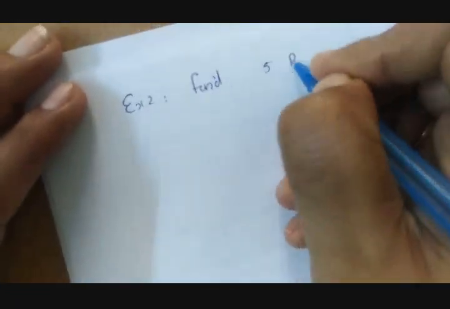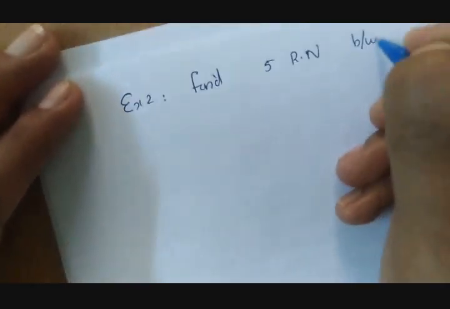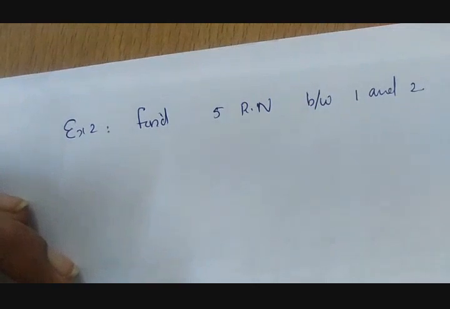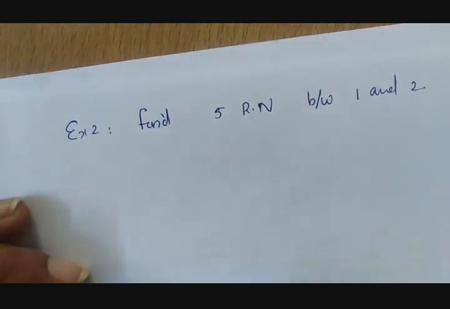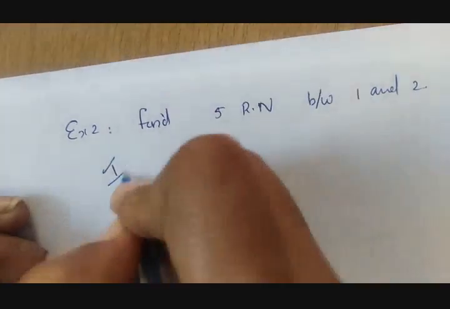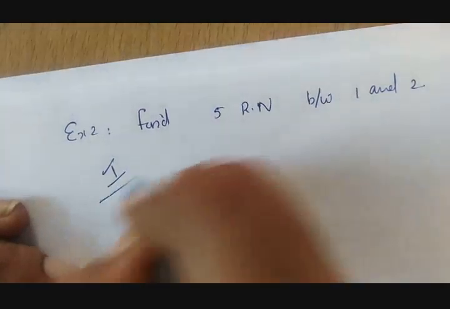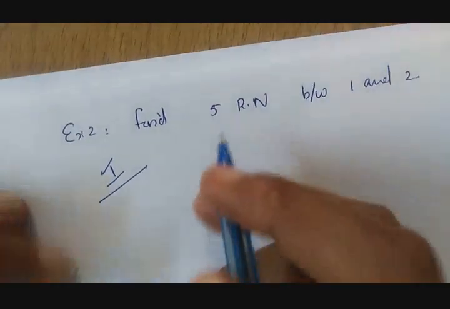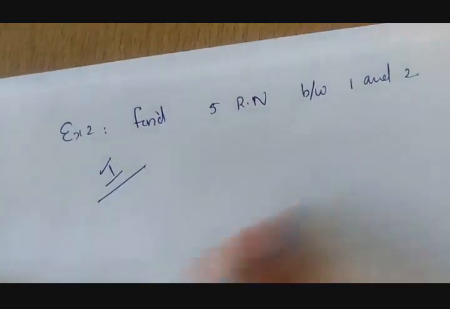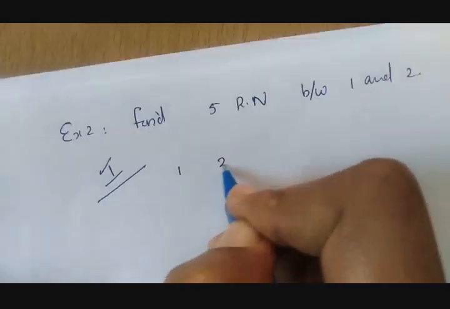Example number 2. Find 5 rational numbers between 1 and 2. There are 2 methods to find a rational number between 2 values. We discuss the first method. To find a rational number between 2 numbers, here the values given are 1 and 2.